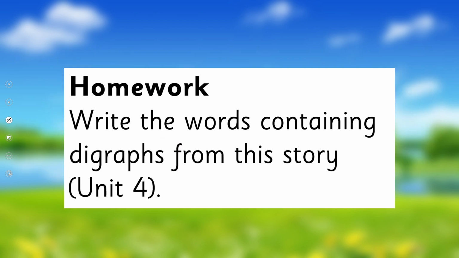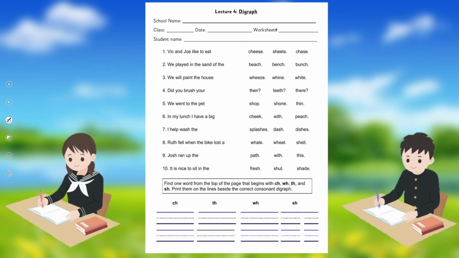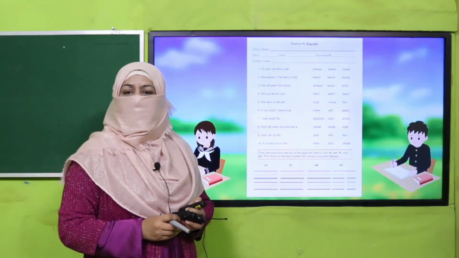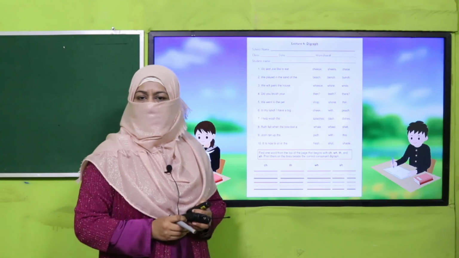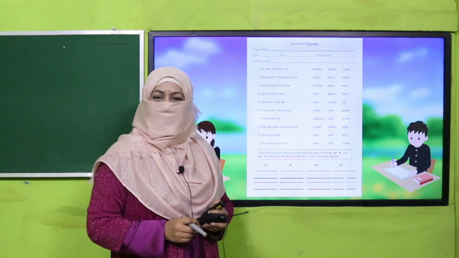Now you learned that digraph can be at beginning or ending or middle position of a word. So it's time for your homework. You will write the words containing digraph from this story. Okay, your unit number 4, you will go through each and every word and underline all the words which are containing digraphs, and you will write these digraph words in your notebook. So here is a worksheet, my dear fellow teachers. This worksheet, lesson plan, PowerPoint presentation links are given. You may click it, download it, and kindly provide a printed worksheet to students for practice.